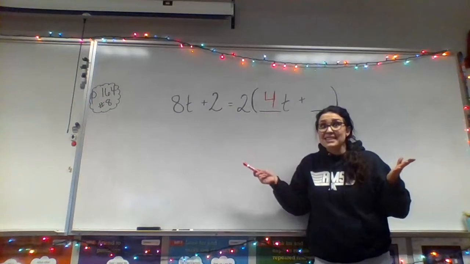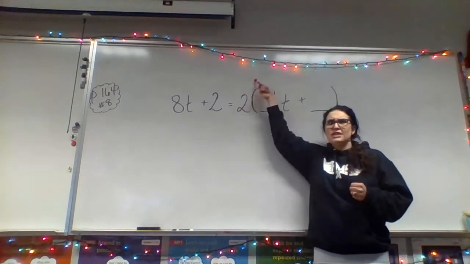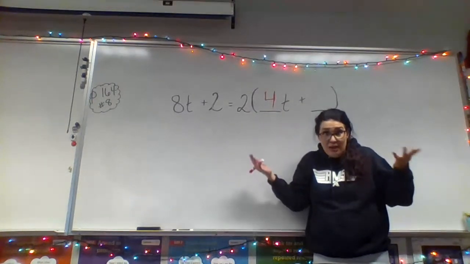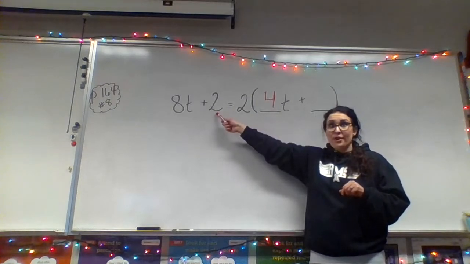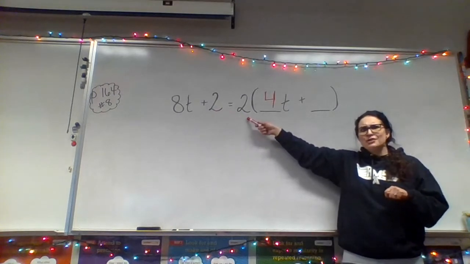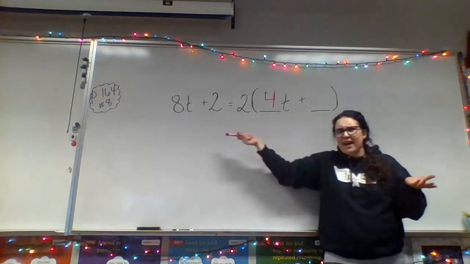And we can test this out too, my friends, because if I distributed that 2, well, what's 2 times 4t? Well, then I'm going to have 8 times t as well, right? Let's look at this last piece. If my last number is a 2, then think to yourself, well, what do I need to multiply 2 by in order to get 2 as my final answer over here?